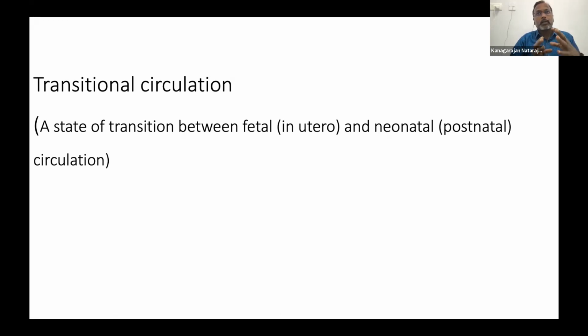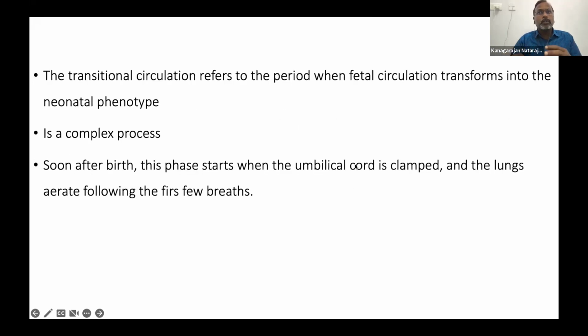Now, transitional circulation. What do we mean by that? Immediately after birth, the transition has to happen from the parallel circulation to a circulation in series. That means the lung has to come into play, the RV has to eject into the pulmonary artery, then blood has to come to the LA, then go to the LV. So all four chambers have to start receiving blood. And most importantly, the shunts have to be closed.